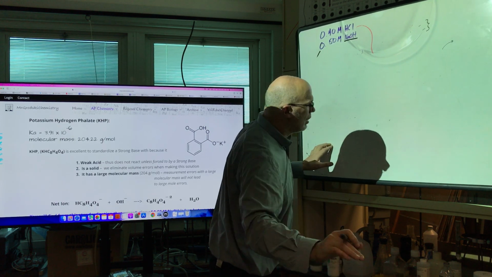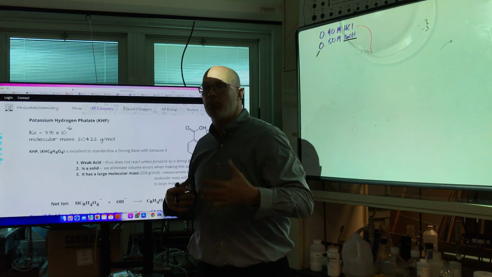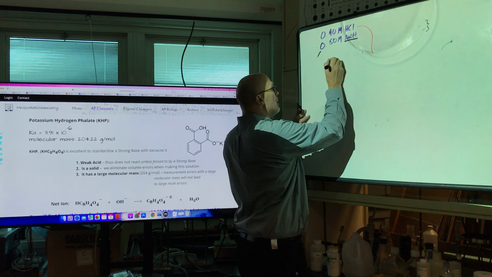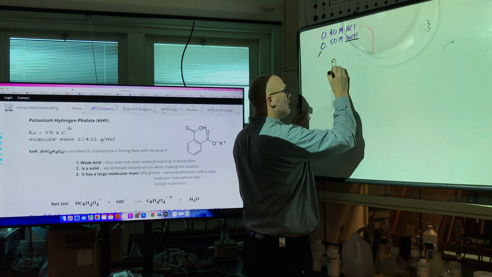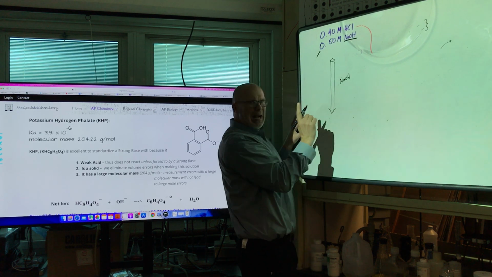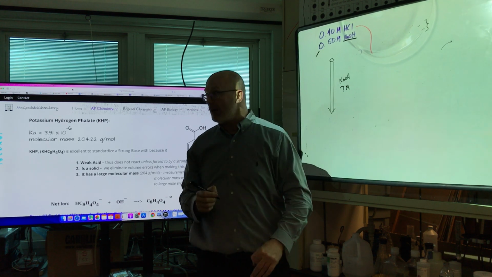Okay, well, we got to verify our base. It's not 0.50. You're going to find today it's like 0.48 or something. But that's what we need to use to back titrate. So in our burette, we're going to put the NaOH. But this time, we don't know its molarity. Yes, we know it's about 0.5.